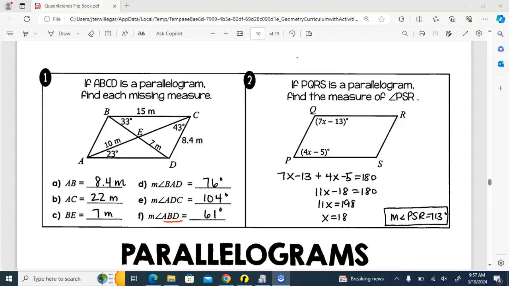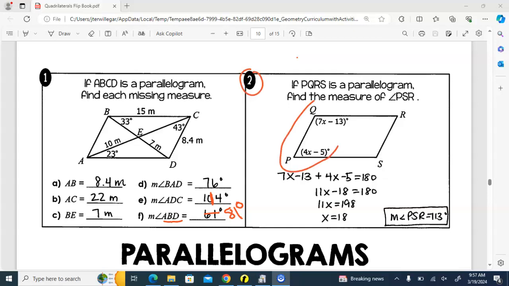But then ABD should actually not be 61. I got ABD as 81 when I did those subtractions. Because then 81 plus 33 is what, 114? Yeah, these are all off. All right, so I stand by that. Sorry about that. All right, number 2 is done right, though.